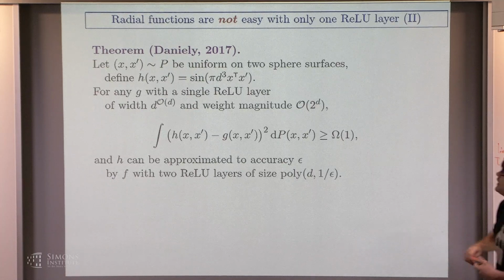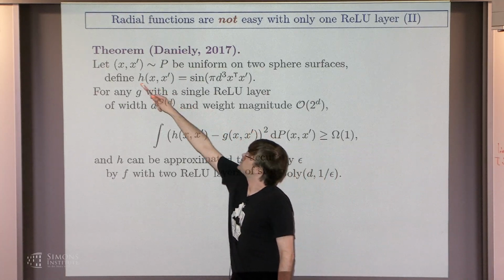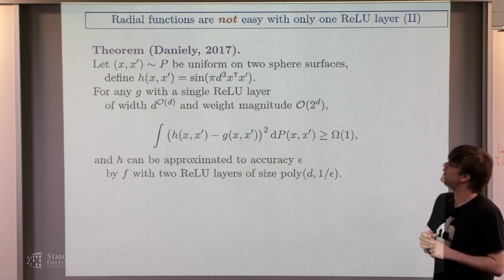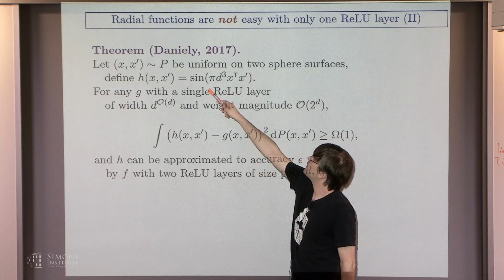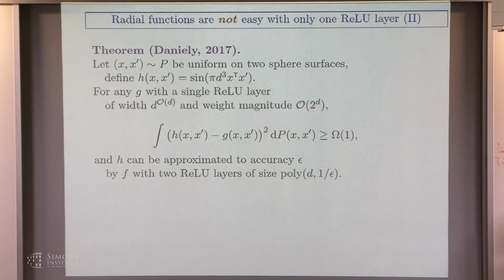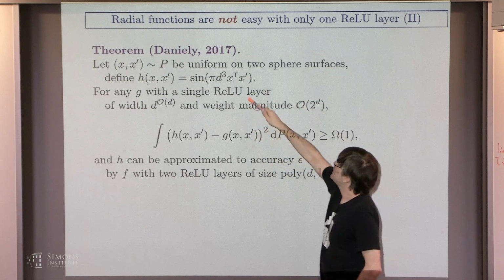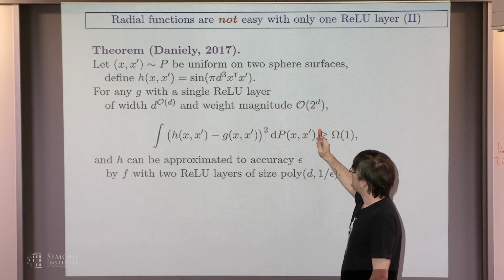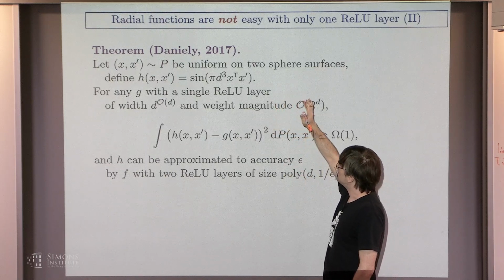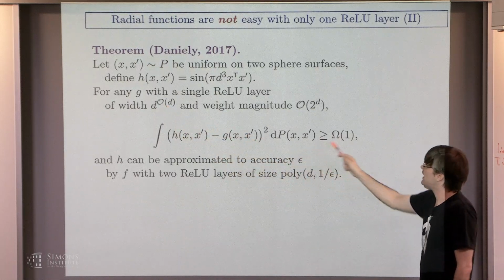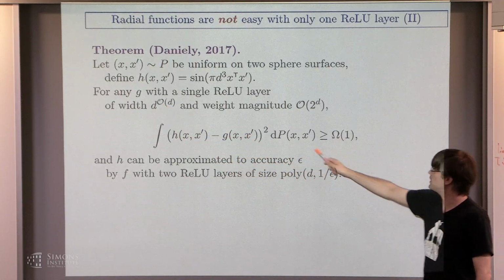So now we have two inputs. We'll just say they're both d-dimensional. They're uniformly distributed on the sphere. And now what I'm looking at is the sine function, oscillatory, of their product. Because products and norms are related, I can just make this all norms. So this function h, this sine of this product, I can approximate, let me say it this way. If I have a single layer and my width is d to the d, then I can't get within a constant. And this is really the uniform measure now.